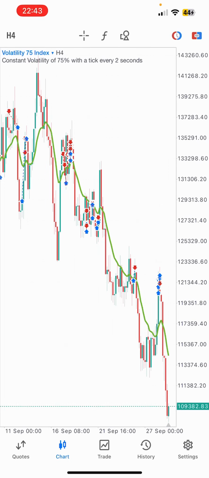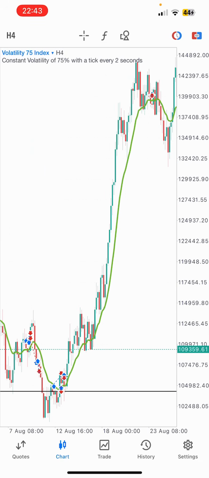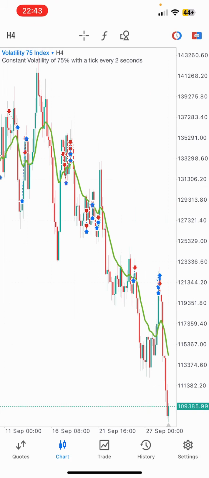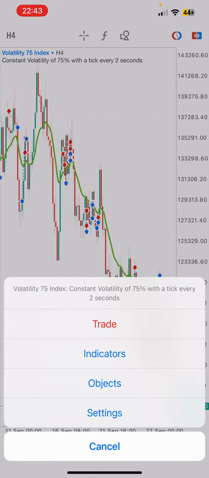Now what are you seeing? You are seeing the 14 moving average on the charts. This is our 14 moving average, which you are seeing on the chart. So we are done. The second indicator which we are going to add now is another moving average.